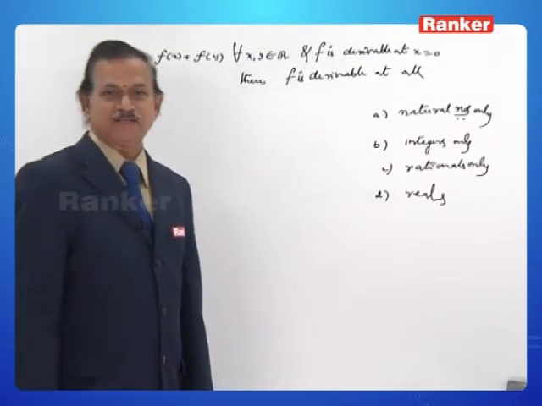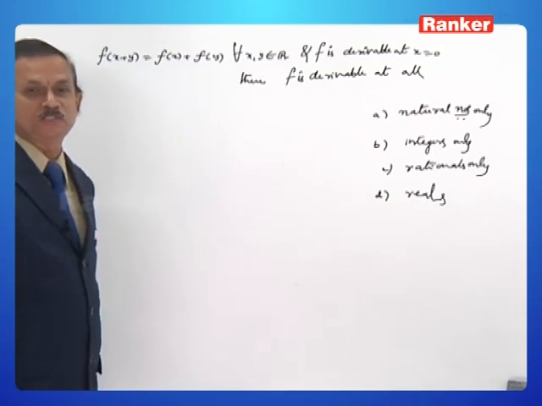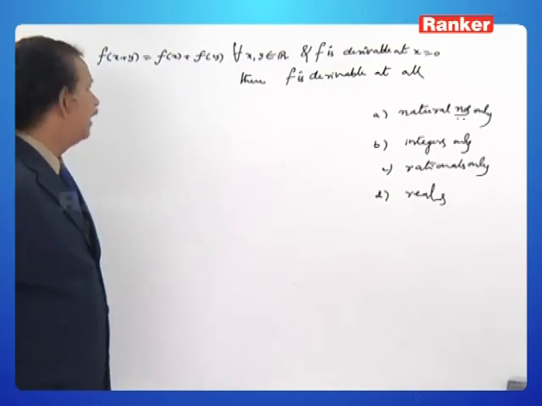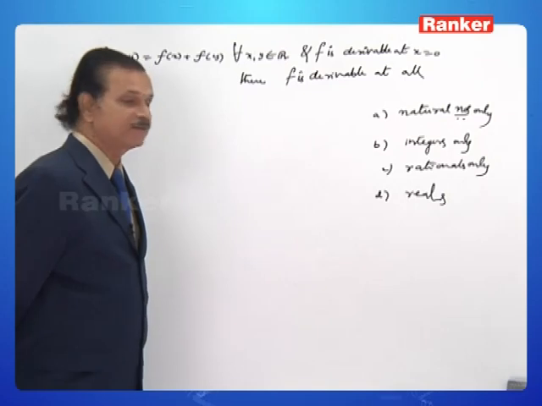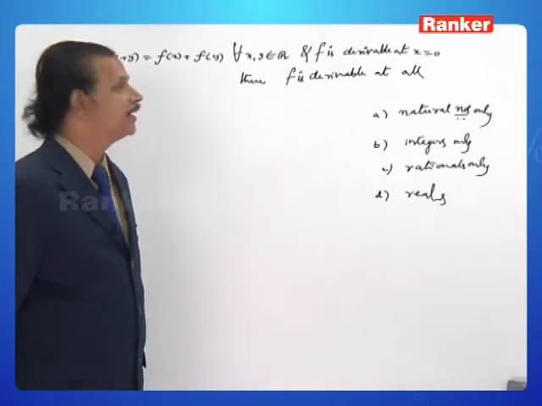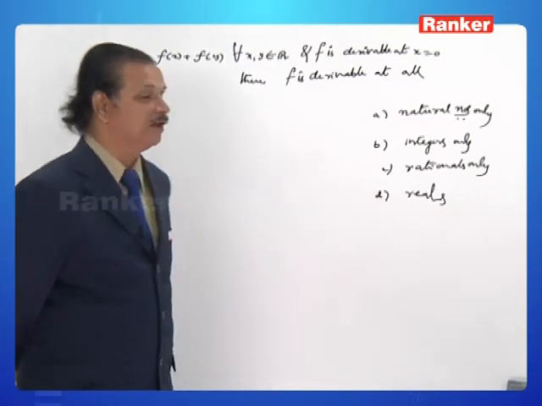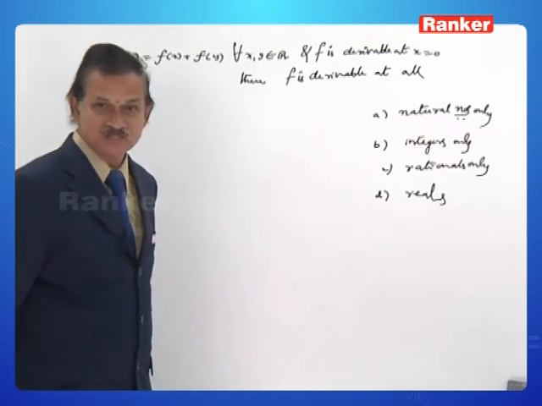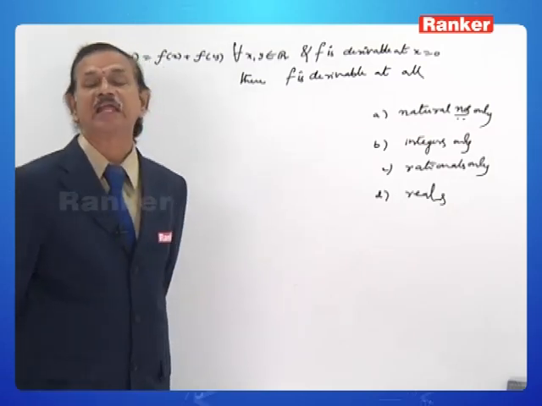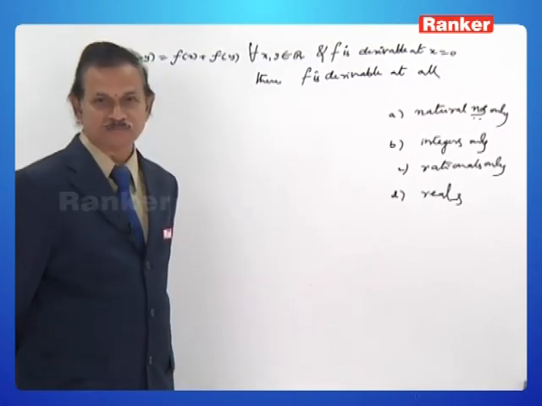Let us now observe the question given on the board. There is a peculiar special function f of x such that f of x plus y is equal to f of x plus f of y for all x, y belonging to R, and f is derivable at x equal to 0. Then f is derivable at all natural numbers, or integers, or rationals, or all reals. What is the suitable option? Let us see.